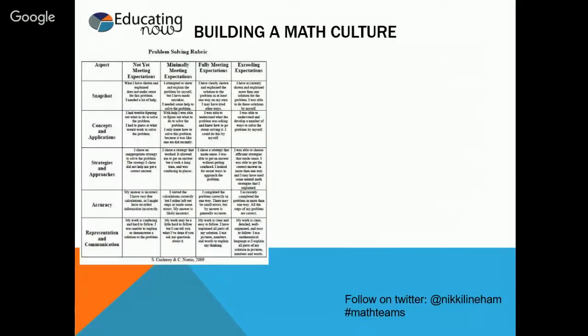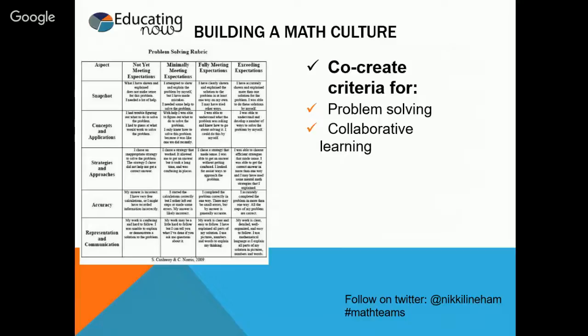So as we move forward with this, the real first step before we get into any math, after we've got our groups, is we need to build a math culture. And a couple of ways we start with that. First, we co-create criteria for both problem solving and collaborative learning. Co-creating means that with the students, they are the ones who are going to be using these teams, and really we're doing all of this for their learning opportunity. So they need to be involved in creating criteria.